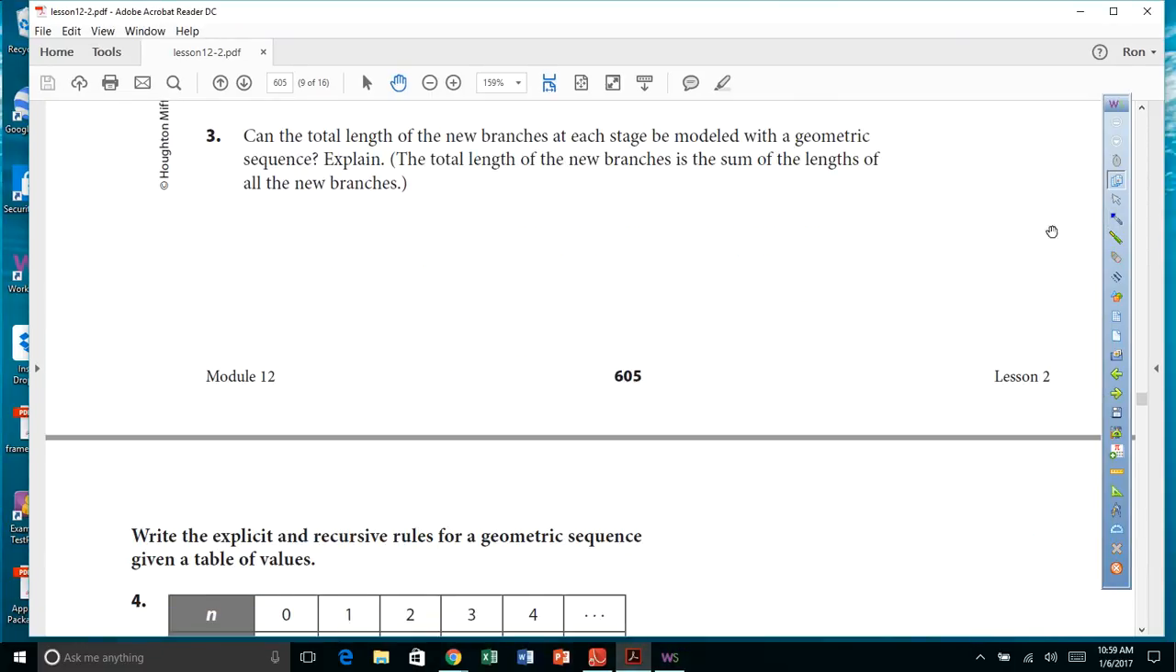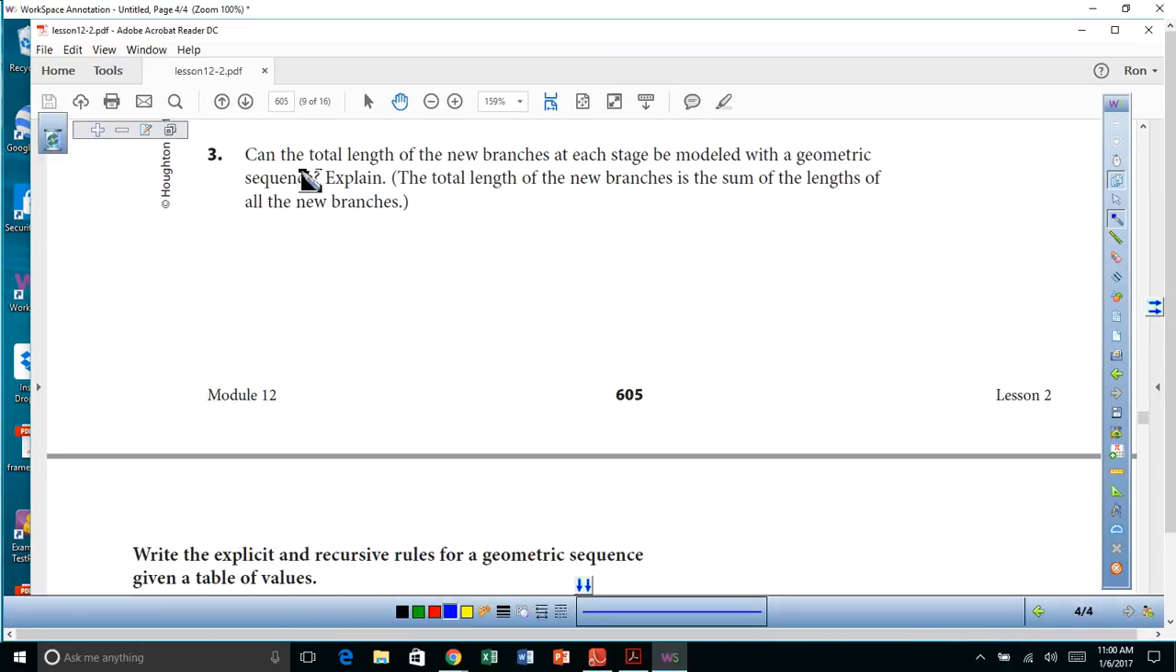Number 3. Can the total length of branches at each stage be modeled with a geometric sequence? Explain. Again, the answer is yes. The total length is a product of the explicit forms of both functions: the number of branches per stage times their individual lengths. So what did we have?